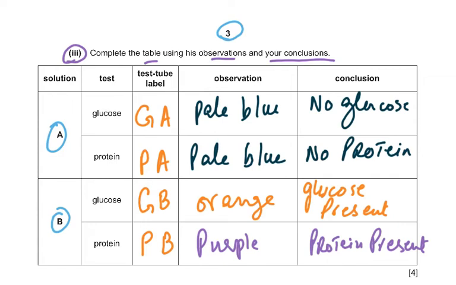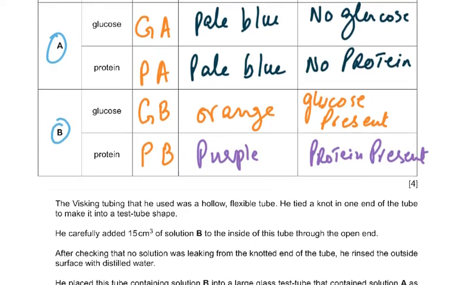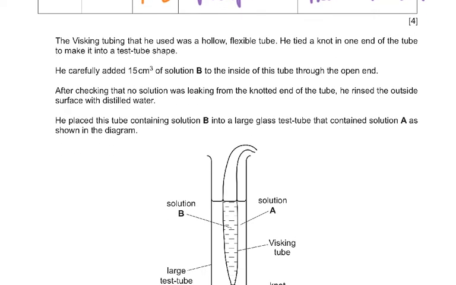So basically the answer would have been observations: pale blue, no glucose; protein A, pale blue, no protein; glucose in B, orange, so glucose present; and purple, protein present. So you had to just fill in the table, but only if you knew these colors would you be able to do this question.